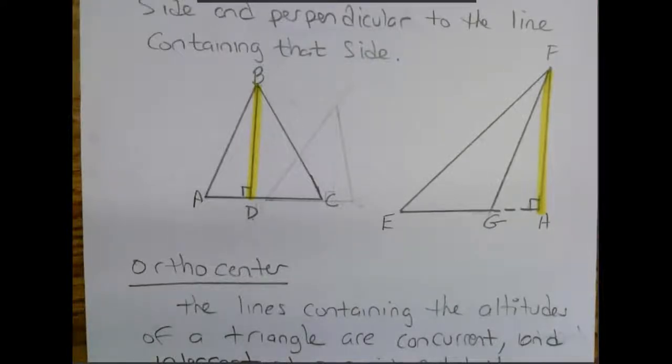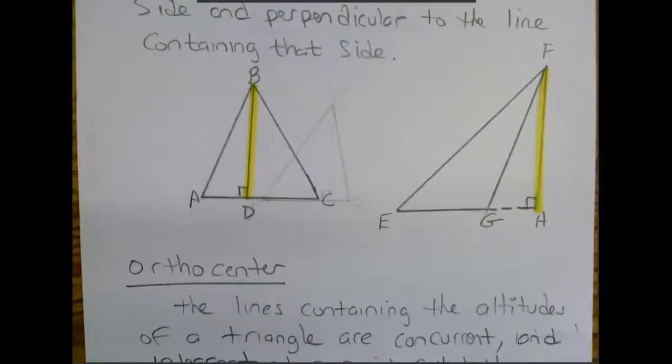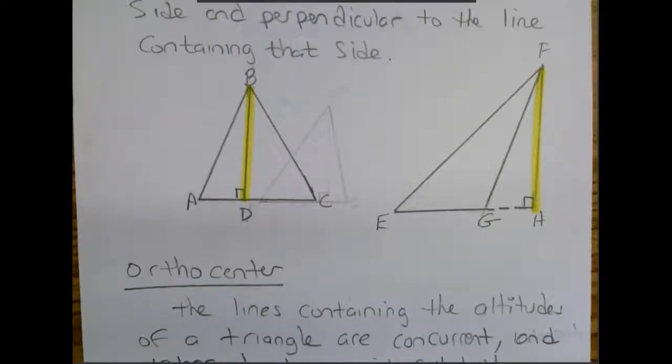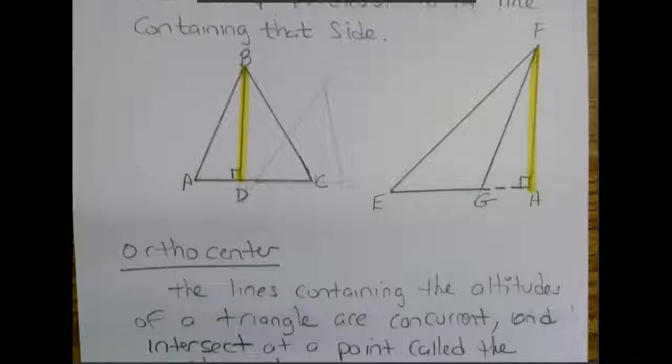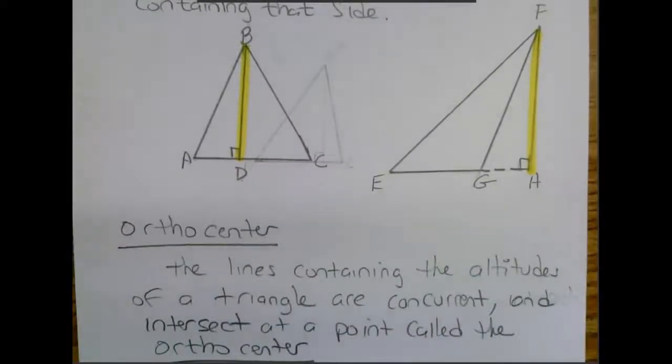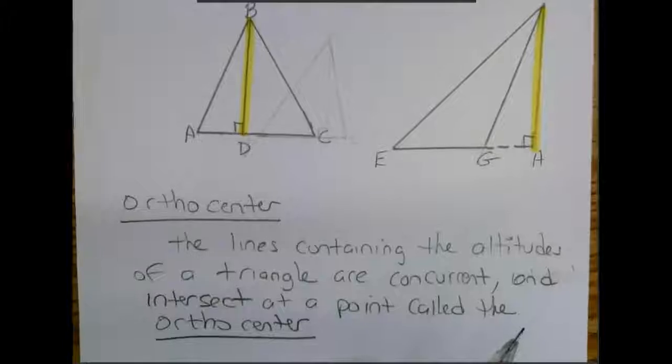And there's one more vocabulary I want to show you, and that is something called the orthocenter. Okay, so this one says here the orthocenter. These are the lines containing the altitudes of a triangle. So all those lines are concurrent and intersect at a point called the orthocenter.